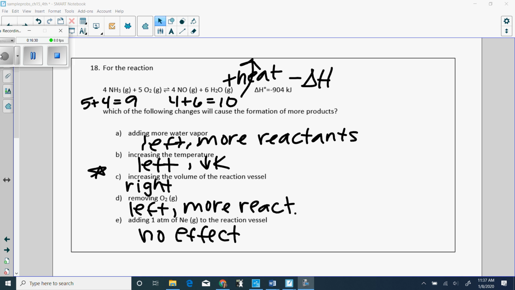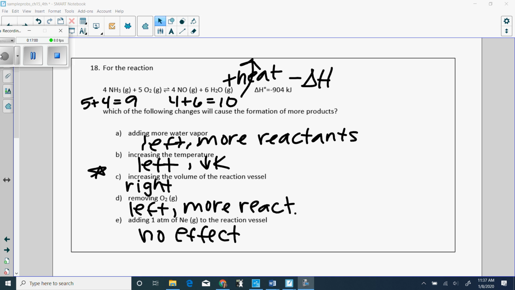Letter C. When we increase and decrease the volume, it's going to shift to the side that's either bigger or smaller. So if I increase the volume, it's going to shift to the bigger side, more moles. 6 plus 4 is 10 moles on the product side. If I decrease the volume of the container, all the pressures are going to go up, right? Because it just got really squished. But it's going to shift to the side with a smaller amount of moles. 4 plus 5 is 9.